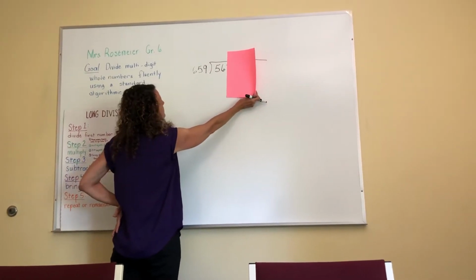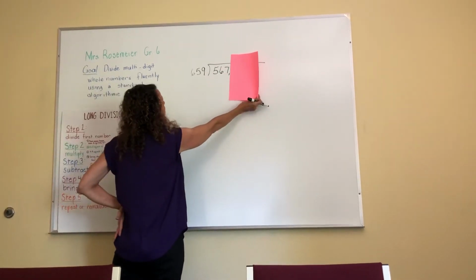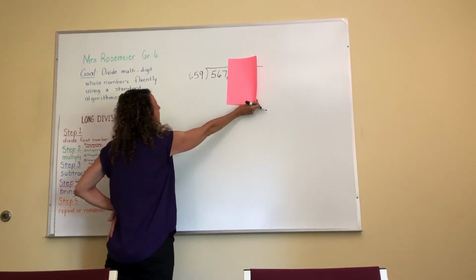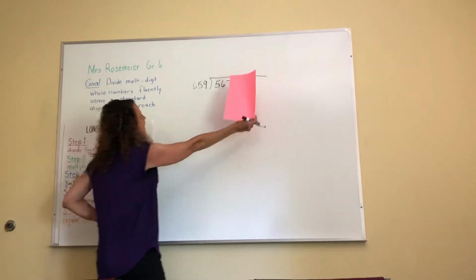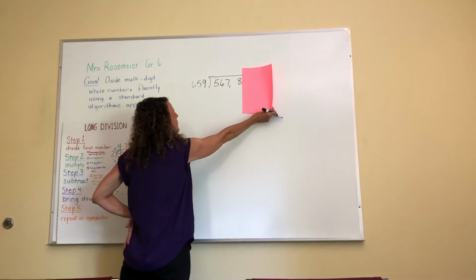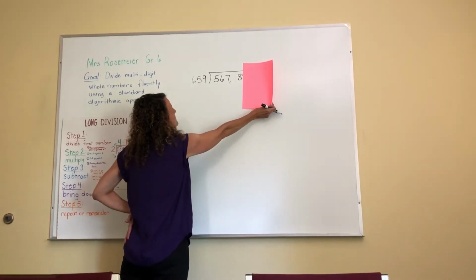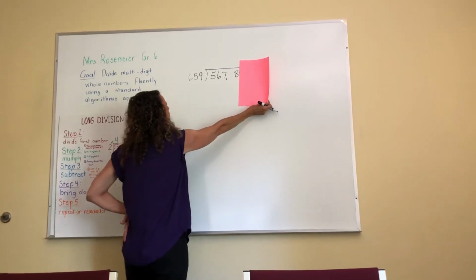659, will it go into 56? No. Will 659 go into 567? No. All right, so we have 659, will that go into 5,678? Yes. Yes, it will go into there.